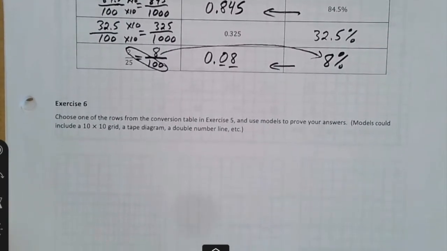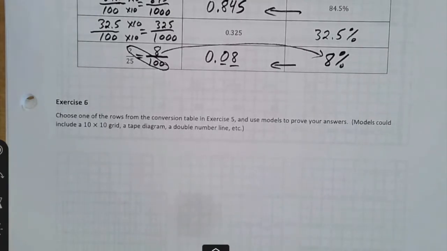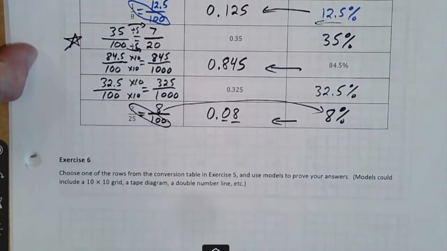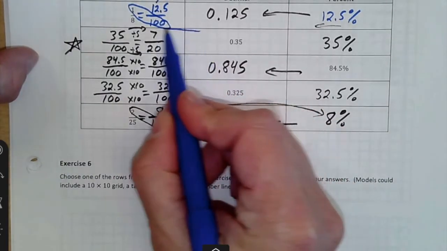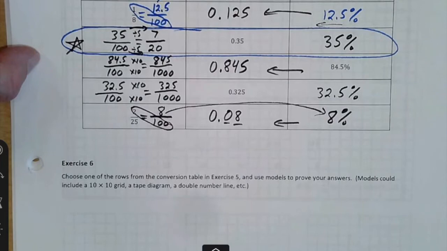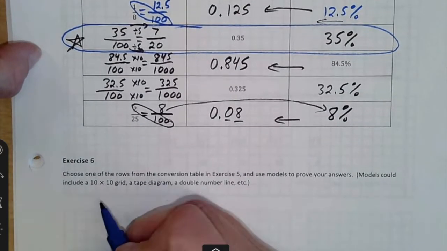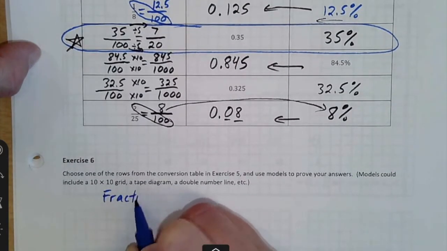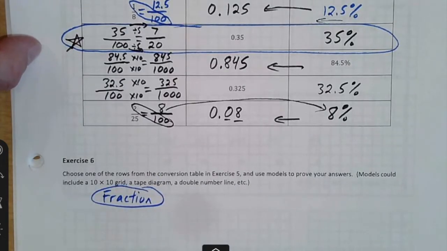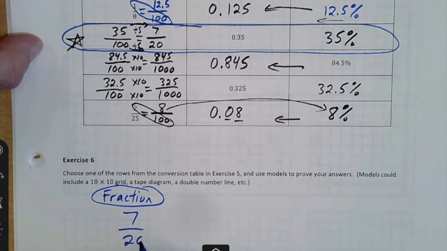Exercise 6, choose one of the rows and show how we can prove that our answers are equivalent. So I'm going to pick the second row of the table. Let me move this down a little bit. Circle it. So how are we proving that the fraction that they gave us, 7 over 20, is a part out of a whole?